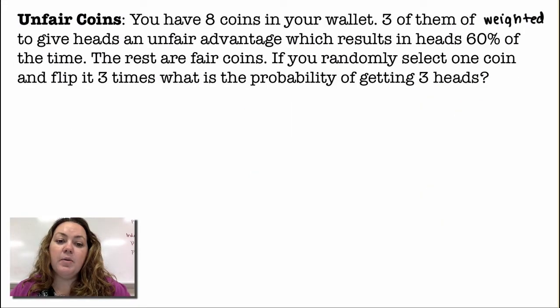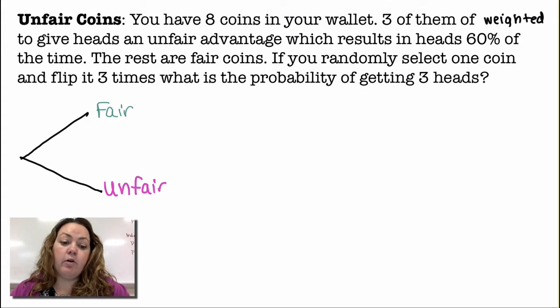You have 8 coins in your wallet. 3 of them are weighted to give heads an unfair advantage, which results in heads 60% of the time. The rest are fair coins. If you randomly select one coin and flip it 3 times, what's the probability of getting 3 heads?